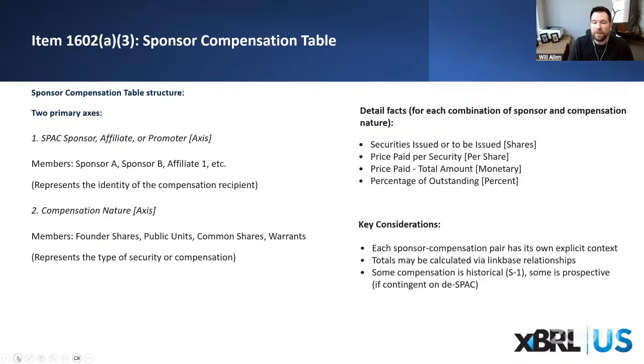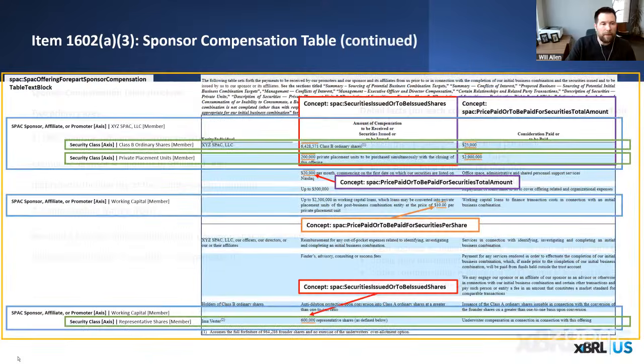On the other axis, you're looking at types of compensation, so founder shares that might be issued at the IPO for minimal or no cash. There could be public units, shares plus warrants. There could be common shares, or there could just be warrants. So there are quite a few ways of compensation out there. Each cell of that matrix represents a distinct fact. So let's jump to the next slide if we could. I have an example here.